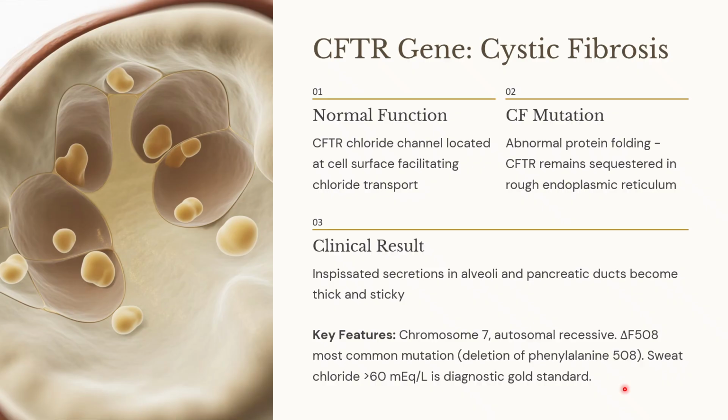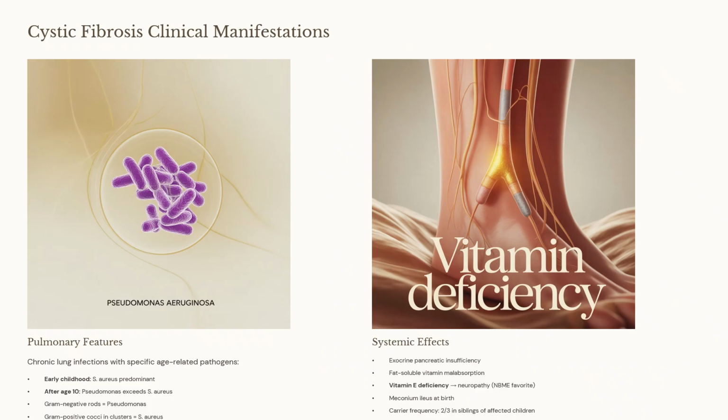But the gold standard is the sweat chloride test, where the chloride in the sweat has to be more than 60 milliequivalents per liter. So, what about the genetic testing? Genetic testing is not the gold standard because mutations in many other genes can also result in cystic fibrosis. Therefore, detecting only a delta F508 may not be reliable. The clinical features are it presents with chronic lung infections because of inspissated secretions. In early childhood, the gram-positive cocci in clusters, that is Staph aureus, is the reason. After 10 years, Pseudomonas, which is gram-negative rods, is the main reason.